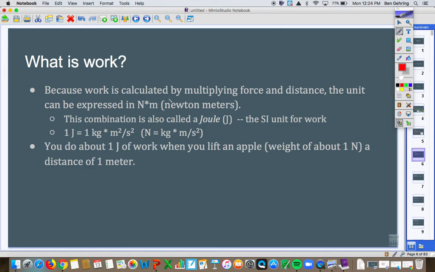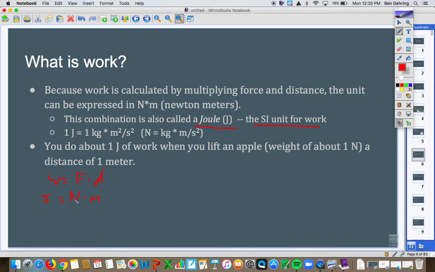Because work is calculated by multiplying force and distance, our unit can be expressed as newtons times meters. So we have work equals force times distance. Force is measured in newtons, distance is measured in meters. So work can be newton meters. We've labeled this combination a joule, which is our SI unit, our main unit for work. Whenever you see a joule, you know that a joule is equal to a newton times a meter.